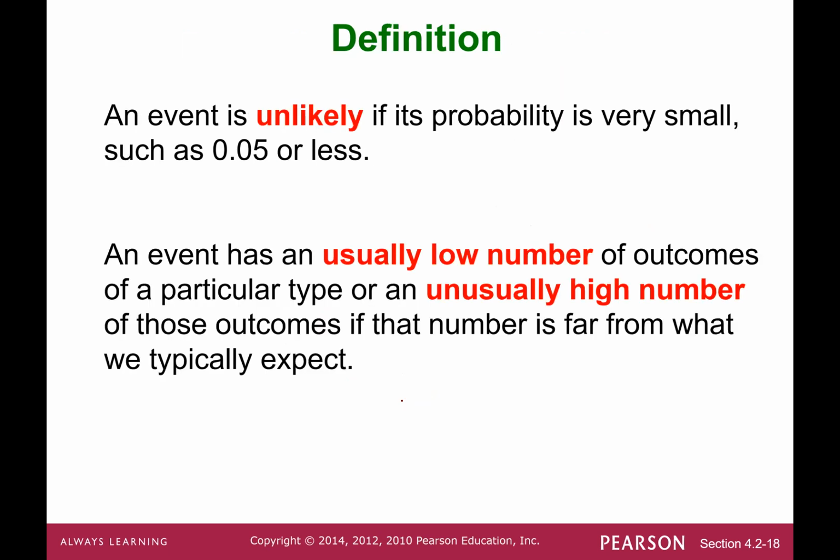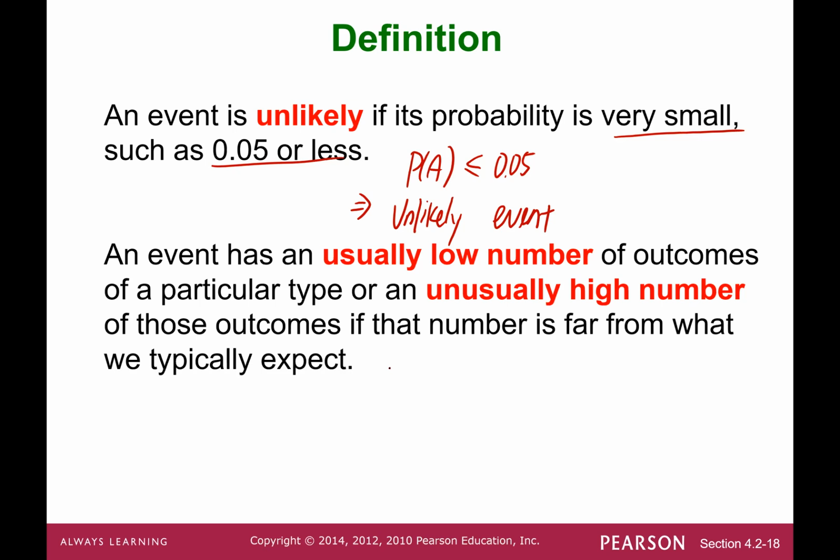Okay. So an event is unlikely if the probability is very small, and the unlikely definition is 0.05 or less. So the probability of event A is less than or equal to 0.05. That means this is what we call a highly unlikely event. Okay. So that being said, an event has unusually low numbers of outcomes of a particular type, or unusually high number of those outcomes, such that this number is far from what we typically expect. So this is all highly unlikely, right?